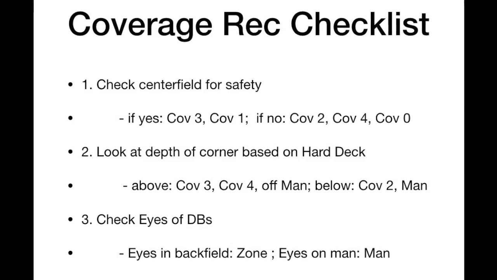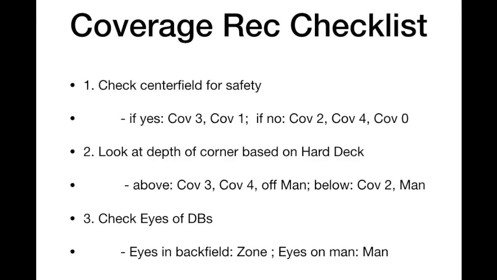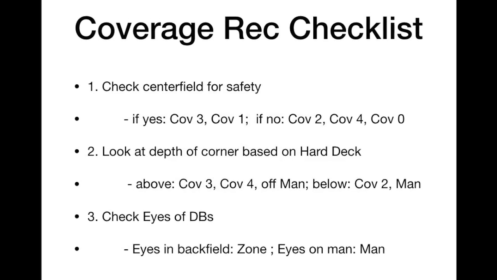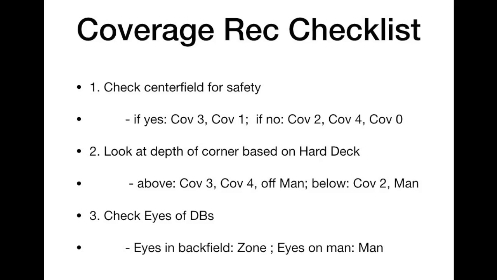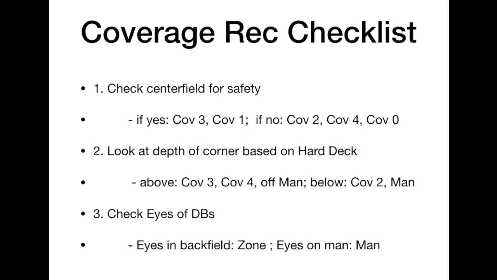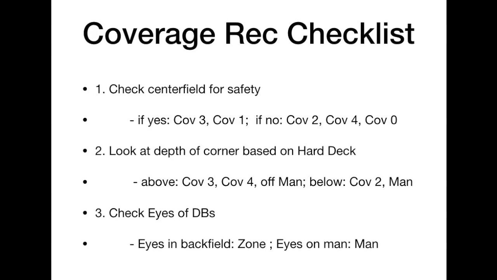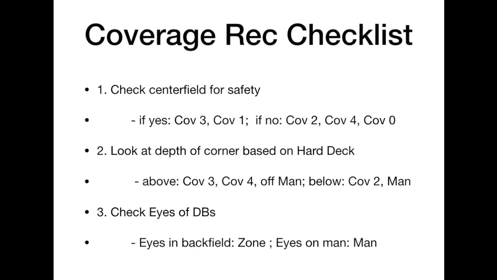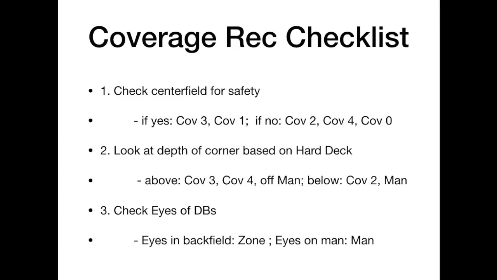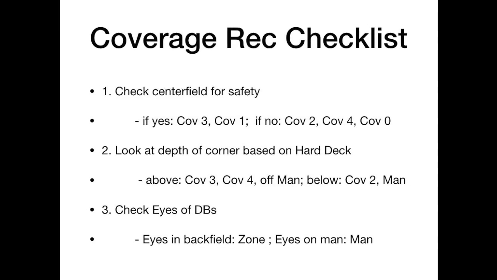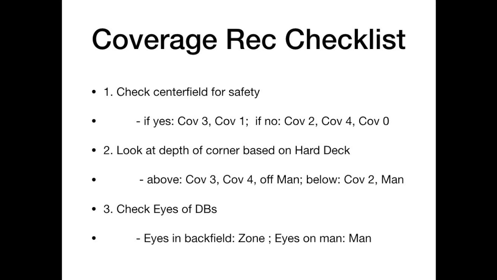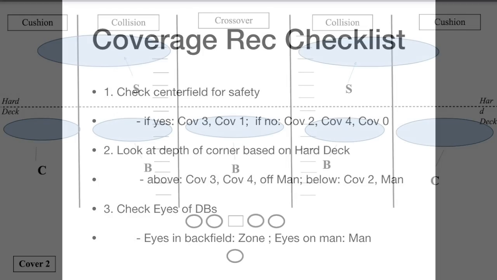First, we're going to check center field with our eyes and then look slightly to the left and the right. Second, we're going to check the depth of the corners based on what we call the hard deck, which I'll explain in a minute. Are the corners sitting above the hard deck or below the hard deck? And lastly, the eyes of the defensive backs, primarily the corners, but also the safeties. Are their eyes in the backfield on the quarterback, or are they on the man lined up in front of them in their respective area?